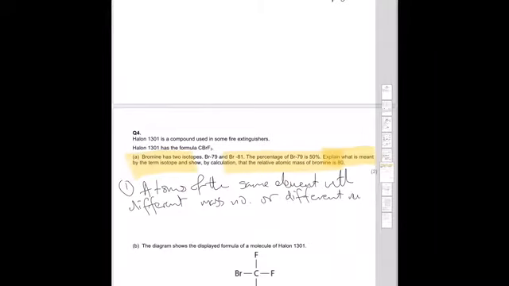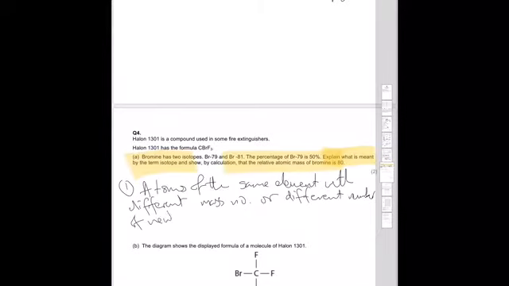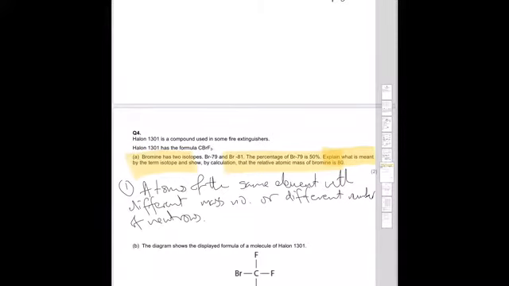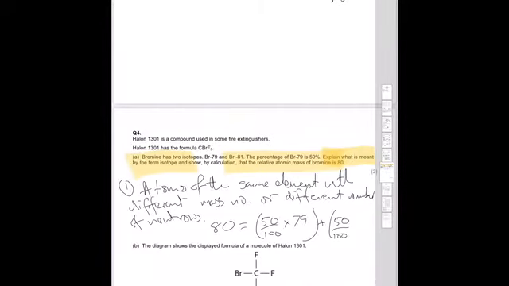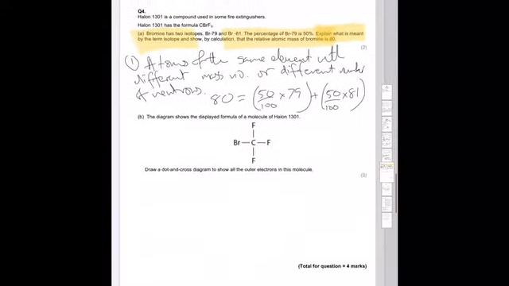Okay, and then the next one, we have to show by calculation that the relative atomic mass is 80, and we've got to show the calculation for it. What you do is you take the abundance, so 50 over 100, times by the isotopic mass, plus the abundance of the next isotope, which is 50 over 100, times by the isotopic mass. And if you work that out, that should give you 80.